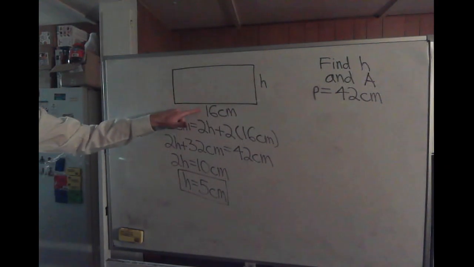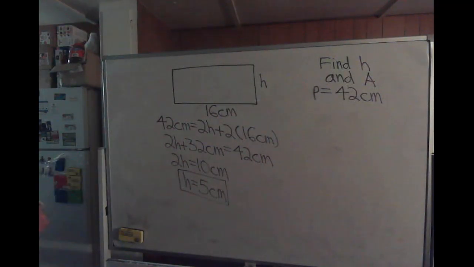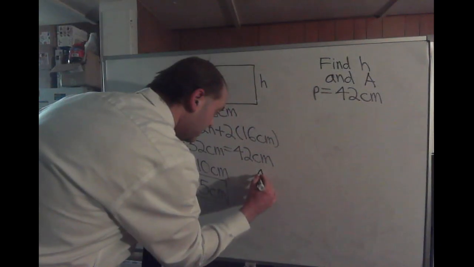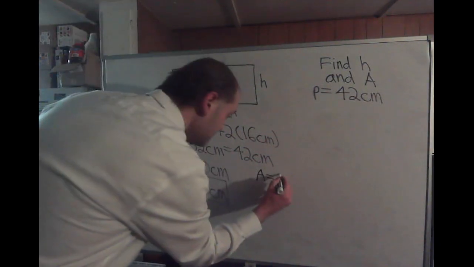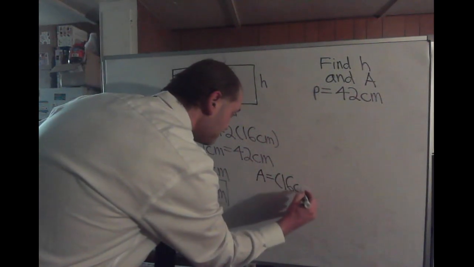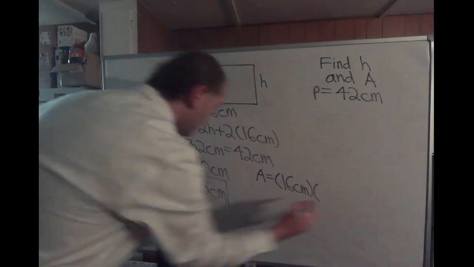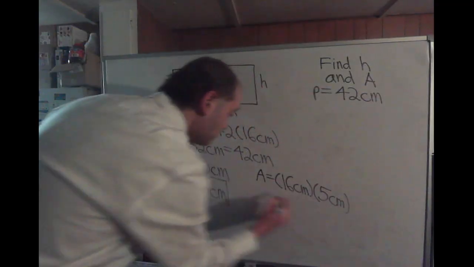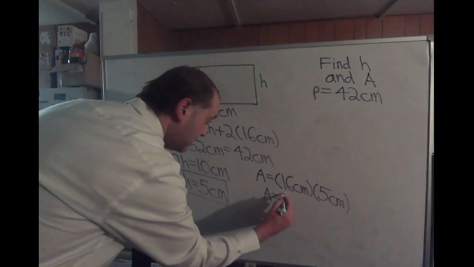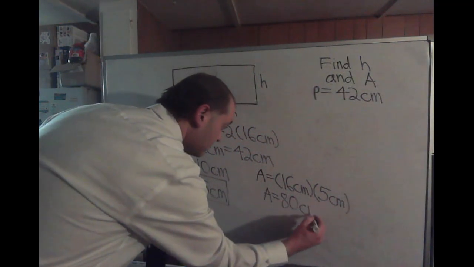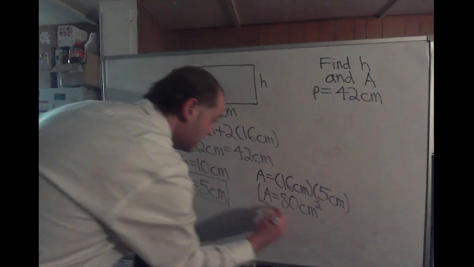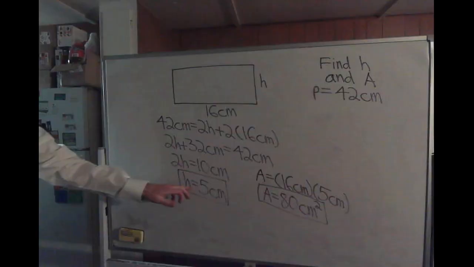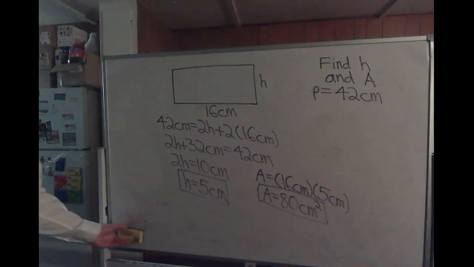The length of the base is 16 centimeters. Since we know the height now, we can find the area. The area equals the length of the base, 16 centimeters, times the length of the height, which would be 5 centimeters, which would then just give you your answer of 80 square centimeters. So the area of this rectangle is going to be 80 square centimeters after you find a height of 5 centimeters.